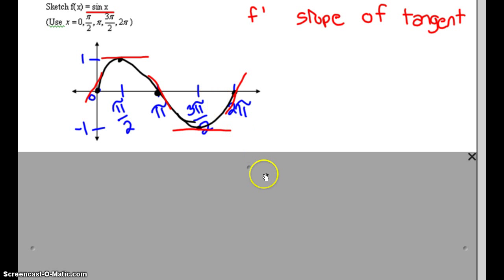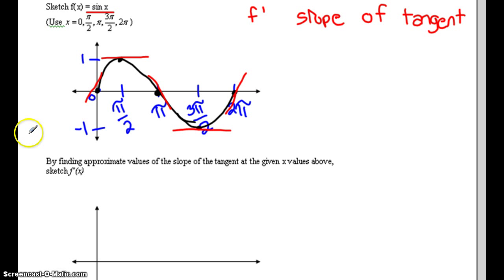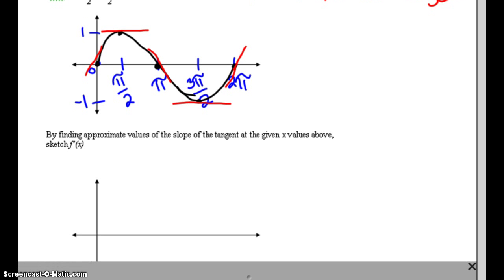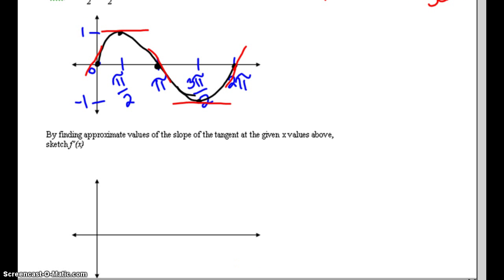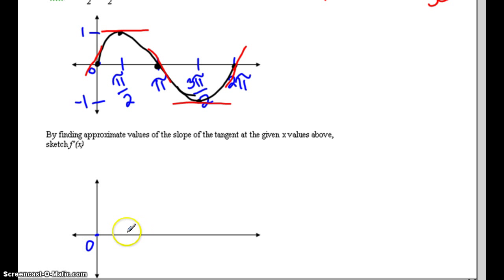What I'm going to do is I'm going to map that onto a second graph. Okay? So on the second graph, I'm going to use the x values that I had for my first graph, so I'm going to label the same way. I'm going to start with 0, and then I'm going to mark my pi over 2, pi, 3 pi over 2, and 2 pi. Okay? I'm also going to mark my y values at 1 and negative 1, same deal.